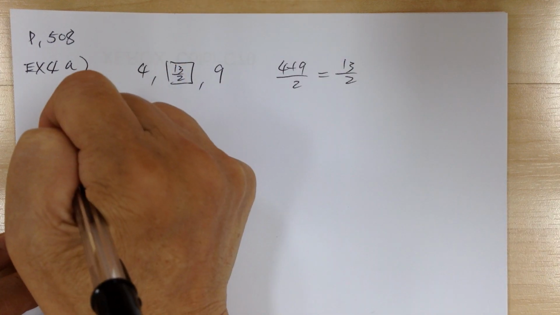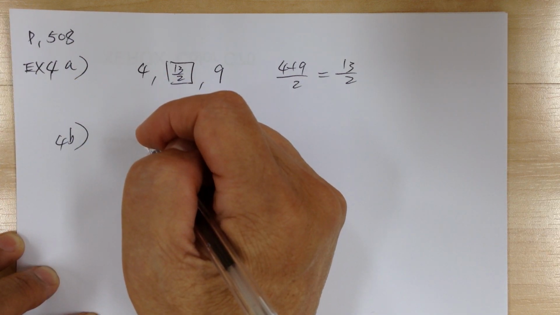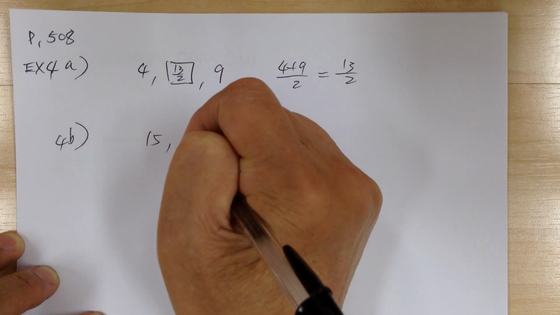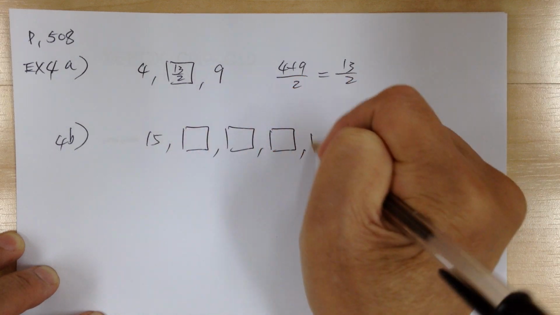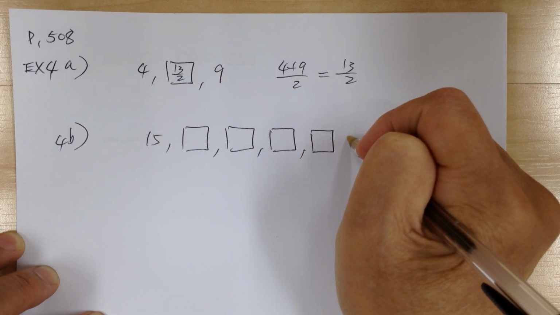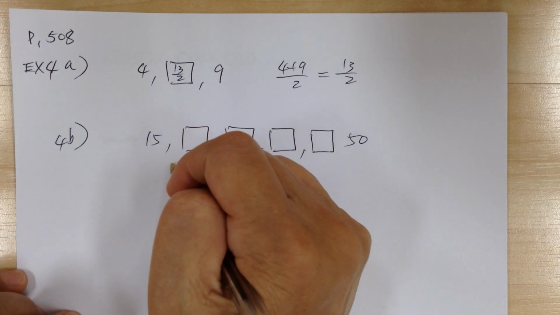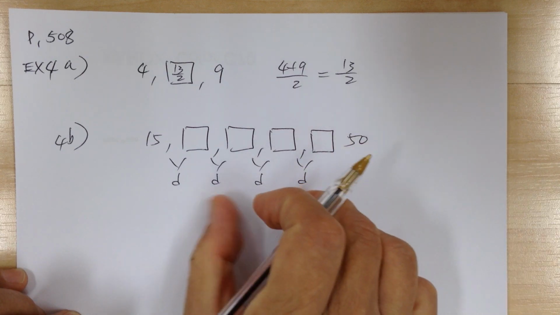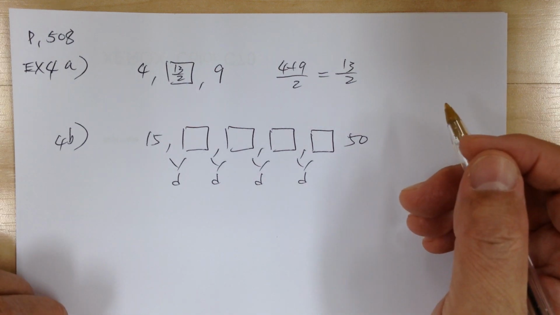Okay. Now, if you go to example 4B, insert 4 arithmetic means between 15 and 50. So you got 15, you have to insert 4 means. So you got 1, 2, 3, 4, and 50. Okay? So first you need to find D. So again, there are two ways you can do this. One is by just using the picture. When you have few terms, you can do this. If you have more terms, it's probably better to use a formula. I'm going to use both.